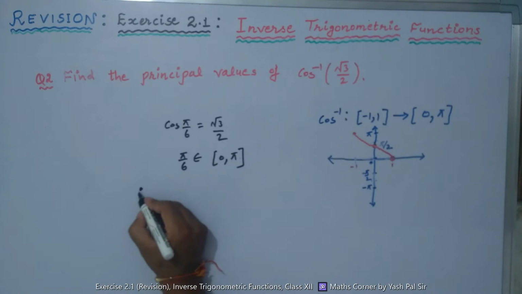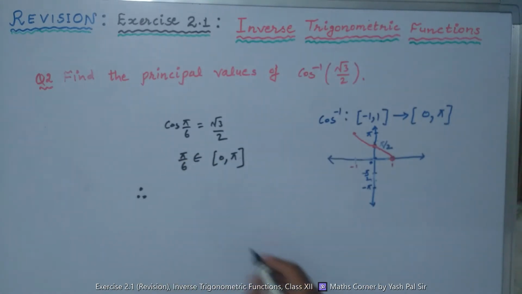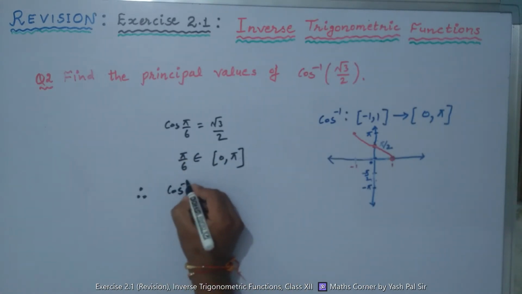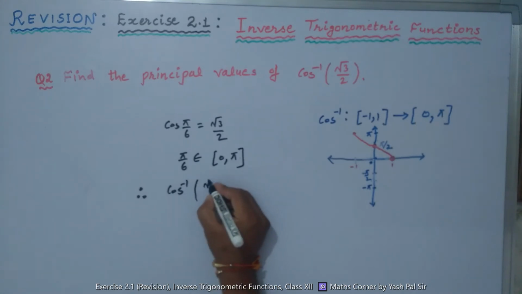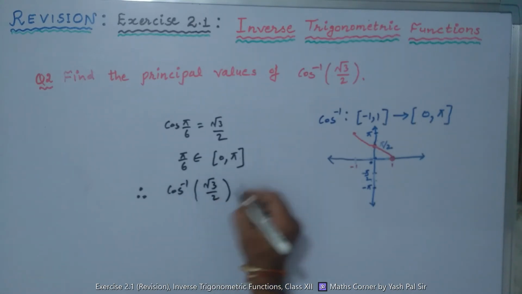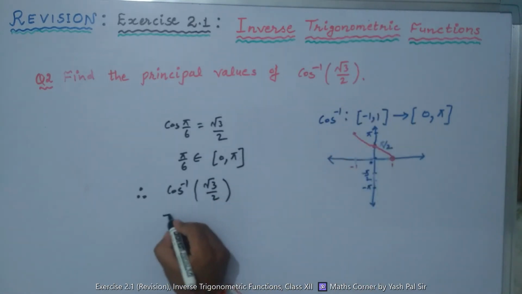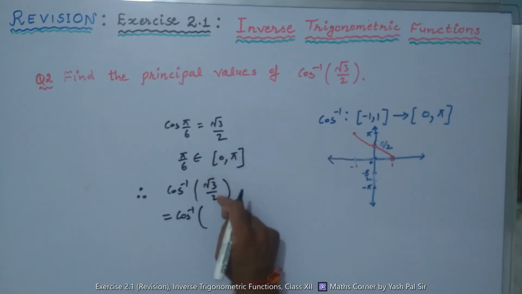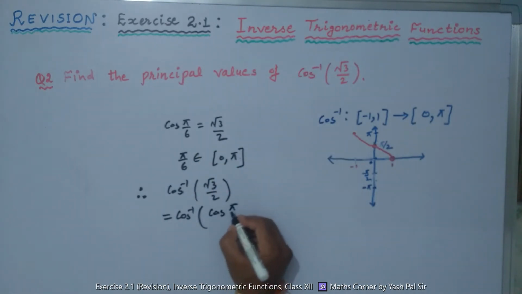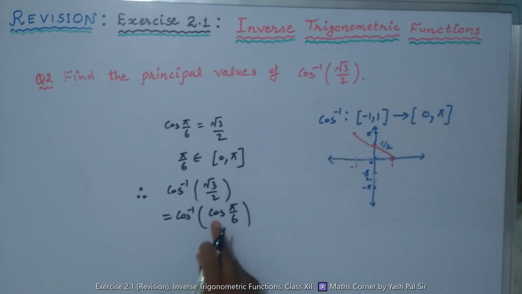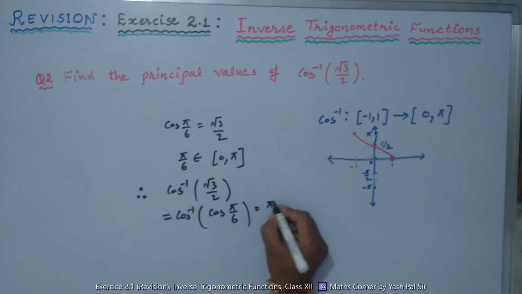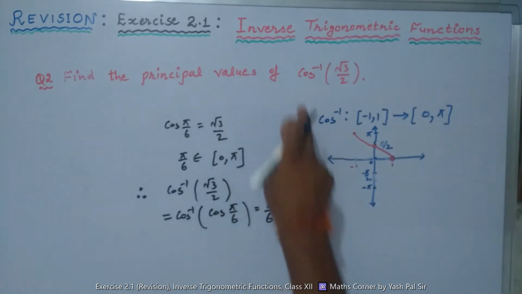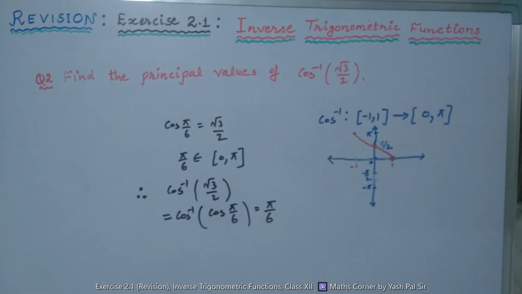So what can we say here? Cos inverse of square root 3 upon 2 becomes cos inverse of cos of pi by 6. This will get cancelled, so the answer is pi by 6. So pi by 6 is the principal value of cos inverse of square root 3 upon 2.